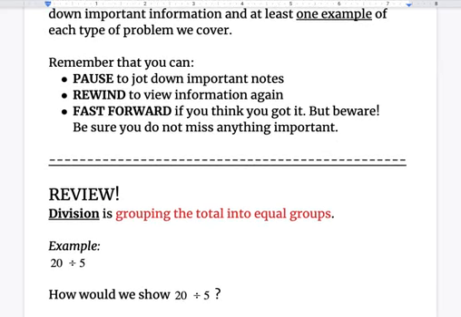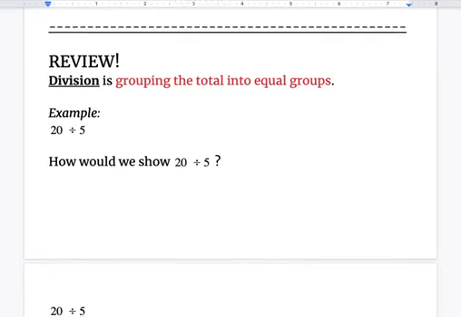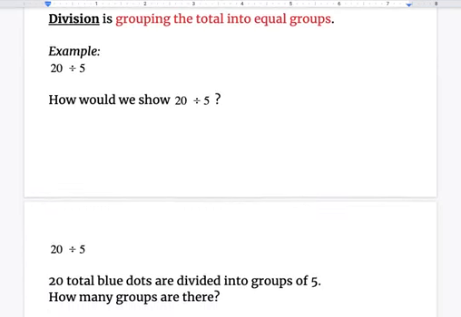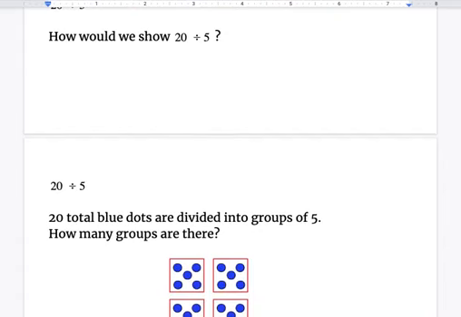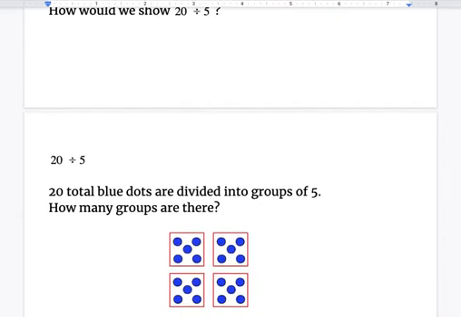So how would we show 20 divided by 5? A great way to show this is 20 total blue dots being divided into groups of 5. And then we'll want to know how many groups there are. So make sure that you pause the video and jot this example down.